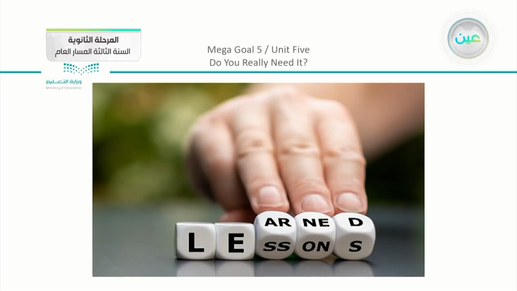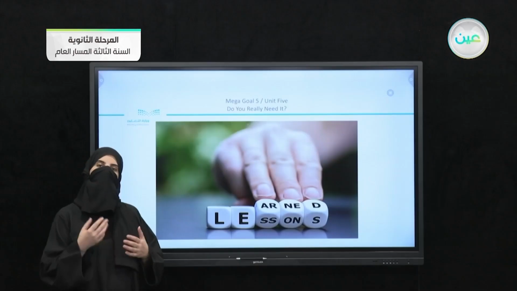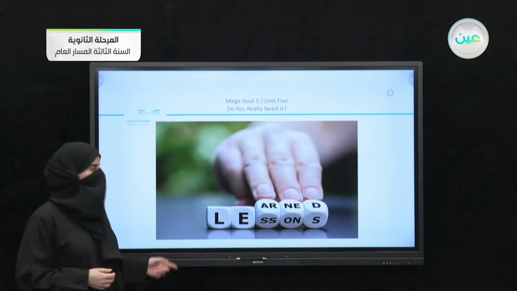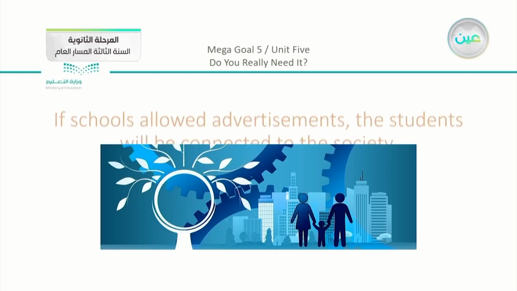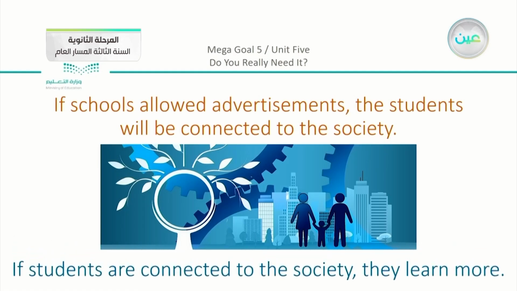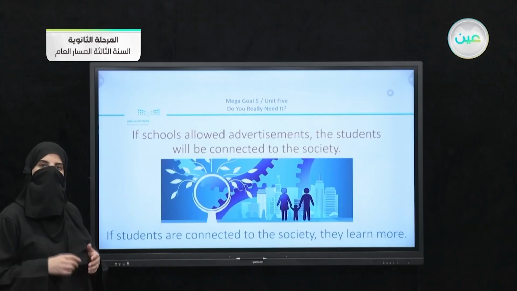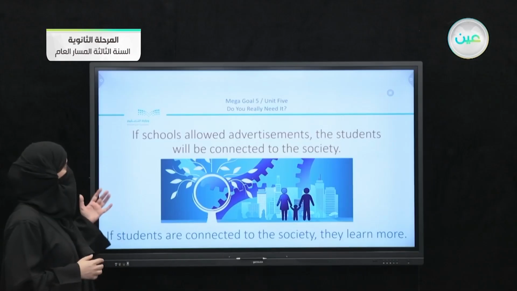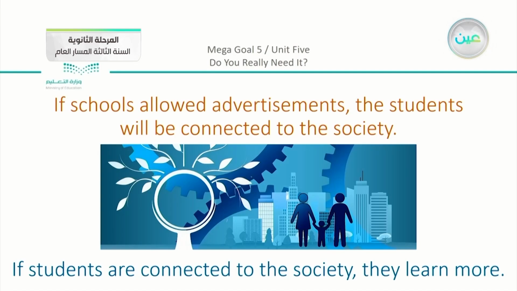Now, what did you learn when we talked about the benefits or the advantages of advertisements at school? Now, we can say if schools allowed advertisements, the students will be connected to the society. And we can also say if students are connected to the society, they learn more. Now, if you see these two statements here, let's just go back and see the first one. If schools allowed advertisements, the students will be connected to the society. And as a result, we have here the second one.